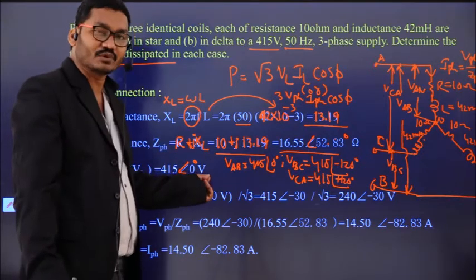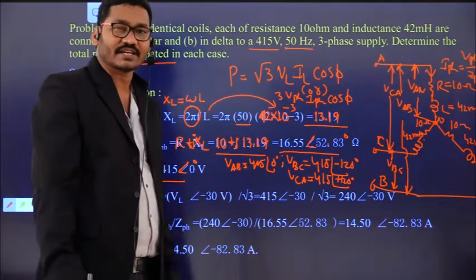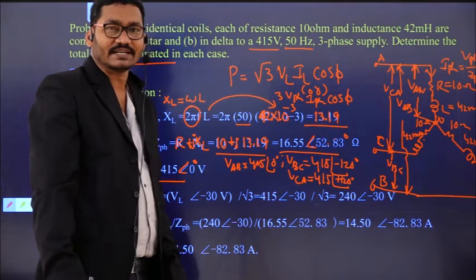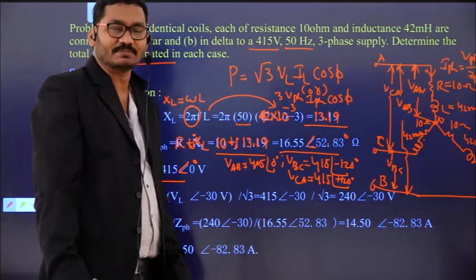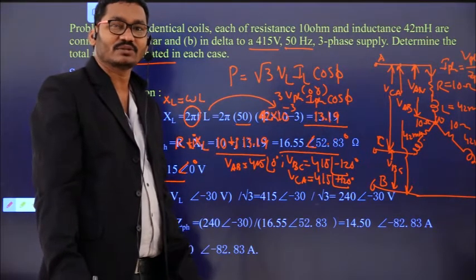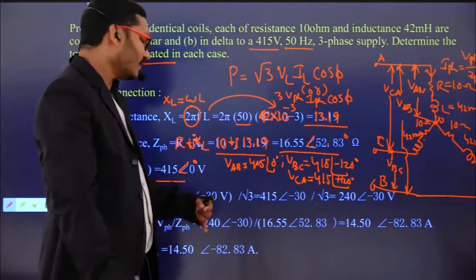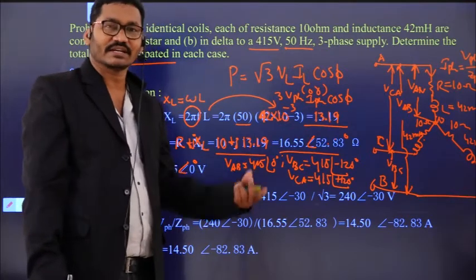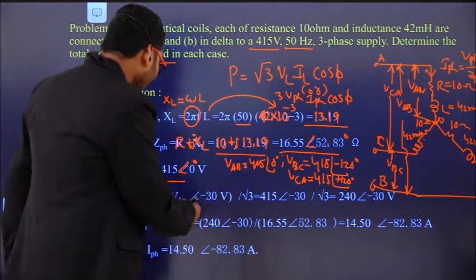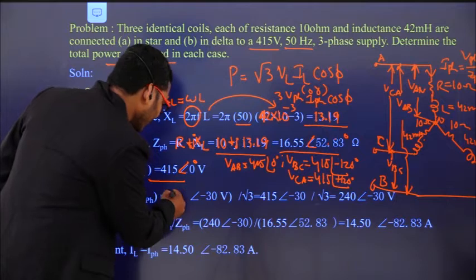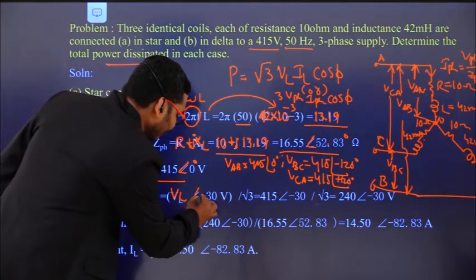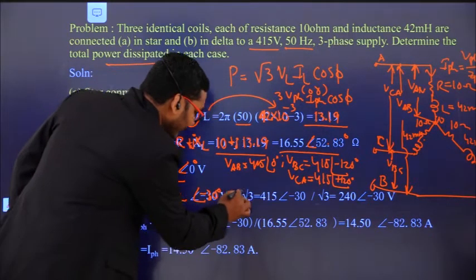VL means 415 volts. For a star connected load we already have the formula VL equals root 3 into V phase. It means V phase equals VL by root 3 is the magnitude. If you want to consider the angles also, you can, no problem. So here I have considered the angles. VL at an angle minus 30 degrees by root 3.